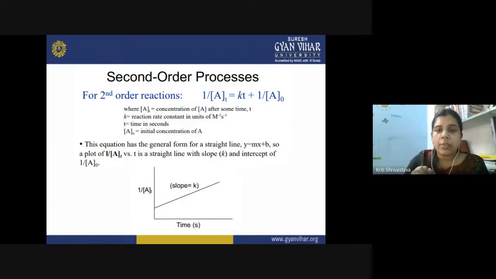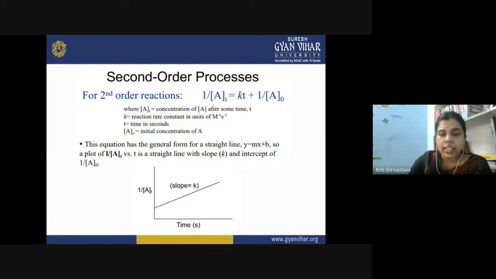In the second order process also, this is the integrated rate law expression, and all the terms have the usual meanings. At is the concentration of A after time t, k is the rate constant, but you can notice that the rate constant has different units as compared to the first order process. In the first order process, the rate constant had units of second inverse, right? But in the second order process, it is mole inverse second inverse. t is the time in seconds, and A naught is the initial concentration of A.